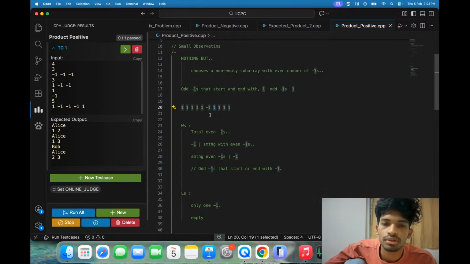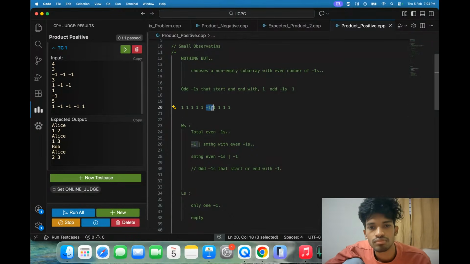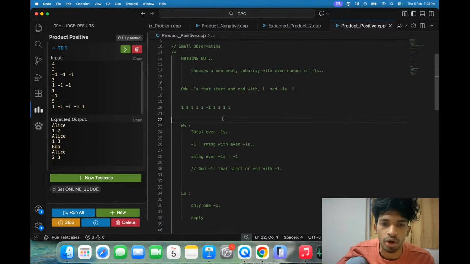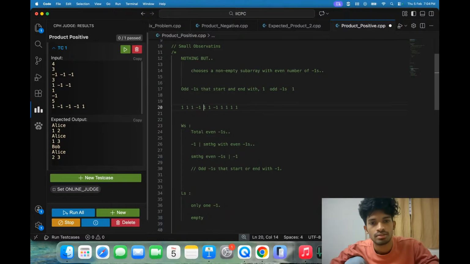And also, if the value is odd, people remove an even number of minus ones. So the value will always be odd. If the value is even, it's done already. If the value is odd, the value will always remain odd. And if the value is always remaining odd, it's about not making the n minus one.